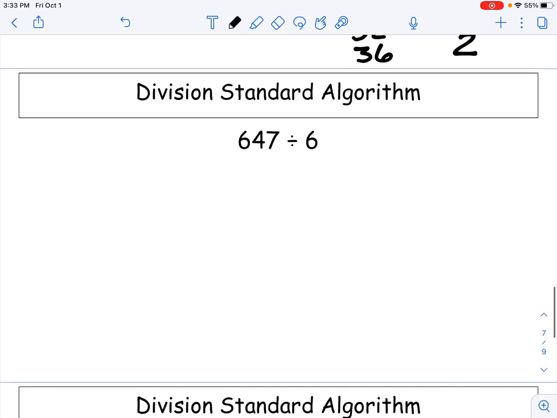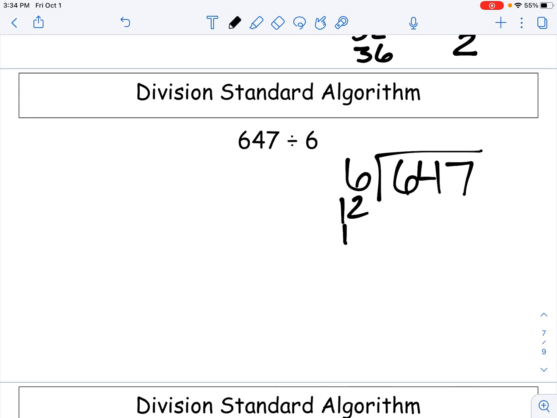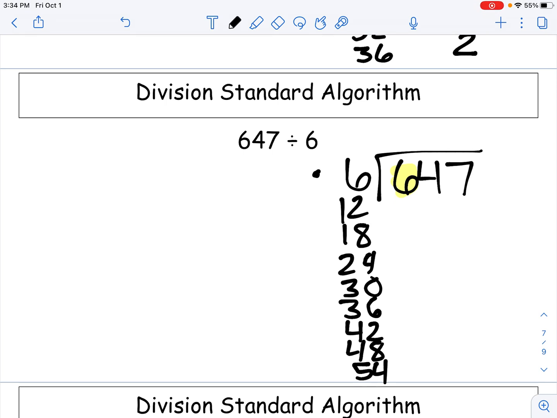All right, let's do another one. 647 divided by 6. Skip count strategy: 6, 12, 18, 24, 30, 36, 42, 48, 54. We start with that first 6 in the dividend. Can I get a group of 6? Yes, I can. I can get 1 group on top.